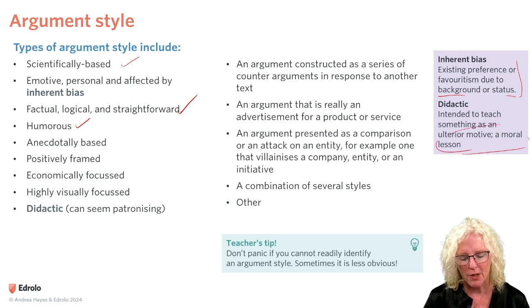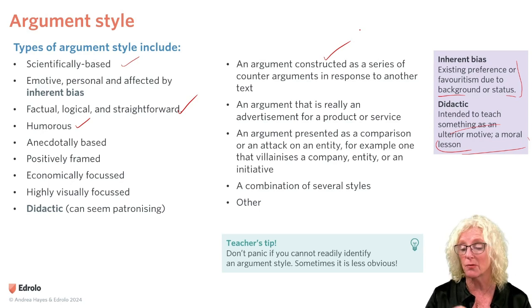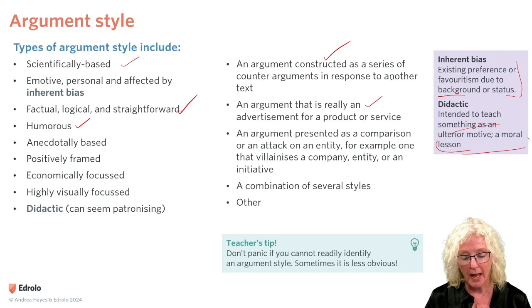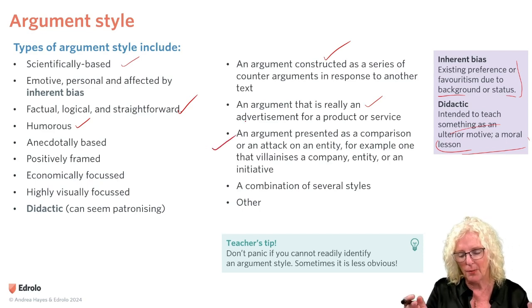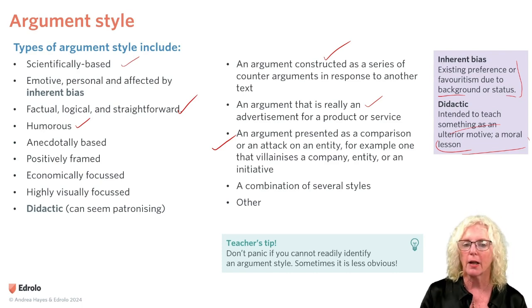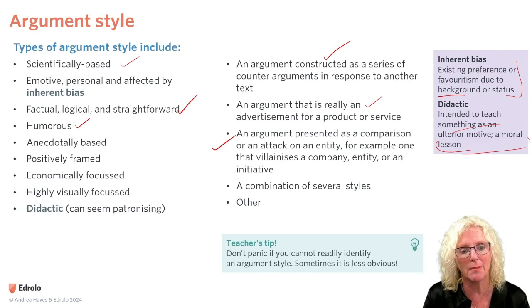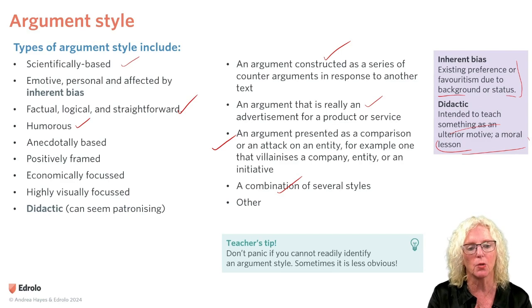So an argument can also be constructed as a series of counter-arguments in response to another argument. An argument, as we've already seen with advertorial, can be really an advertisement for a product or a service. And an argument can be presented as a comparison or an attack on an entity. For example, you may have a community member villainizing a company or entity or an initiative. Arguments can be a combination of several styles, like they can be factual and they can be emotive. There's all sorts. This is not just the only sort.